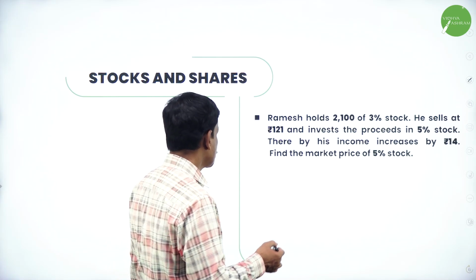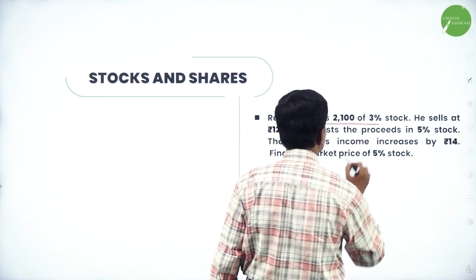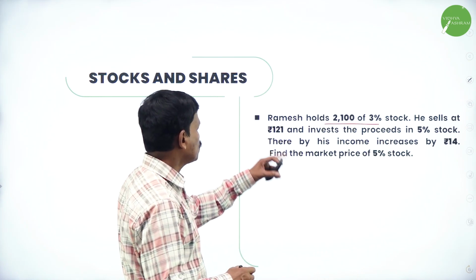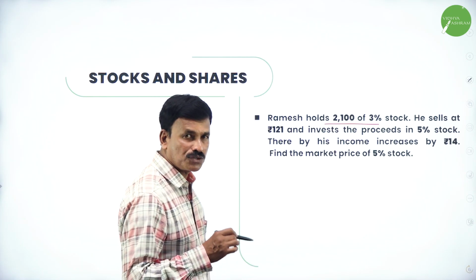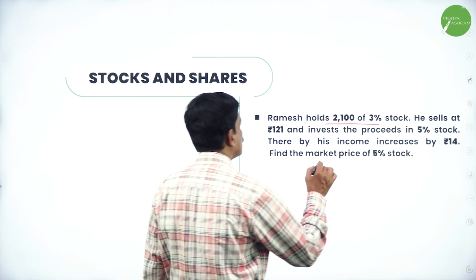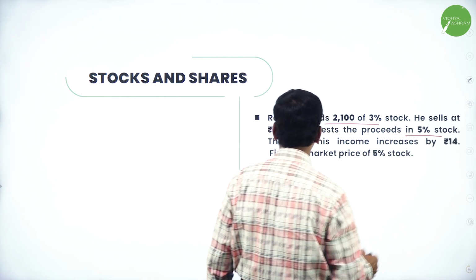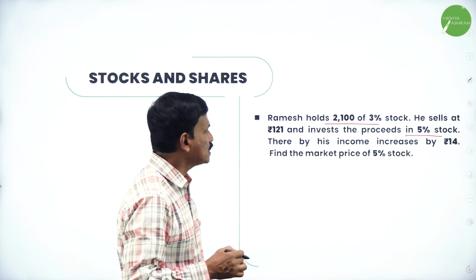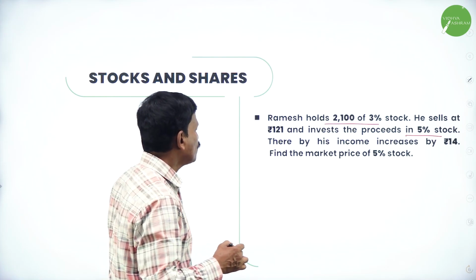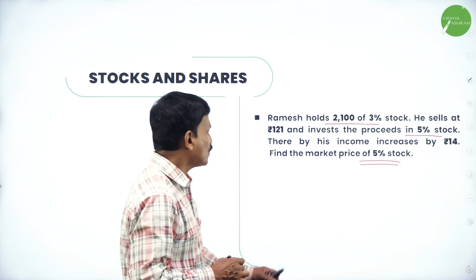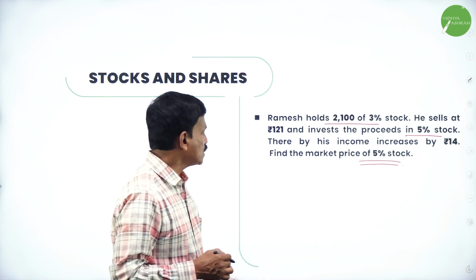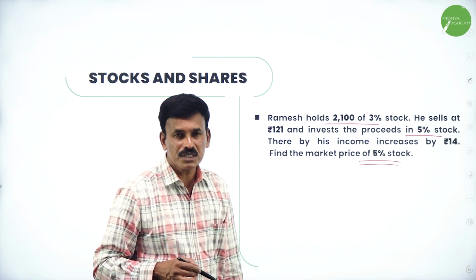Ramesh holds 2,100 of 3% stock. He sells at rupees 121 and invests the proceeds in 5% stock. Thereby his income increases by rupees 14. Find the market price of 5% stock. What is to be determined is the market price of the 5% stock.